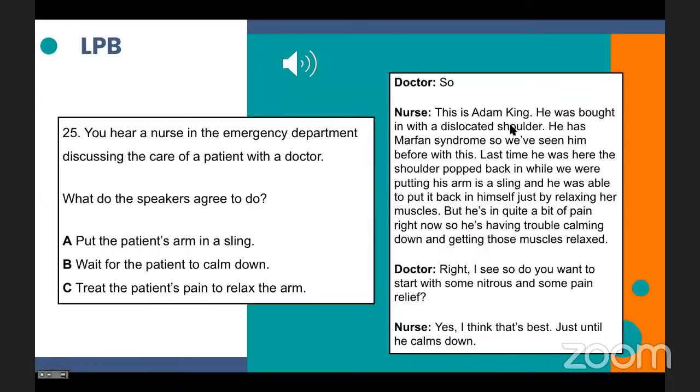In fact, let's just listen and read through this transcript at the same time. Now look at question 25. You hear a nurse in the emergency department discussing the care of a patient with a doctor. Now read the question.